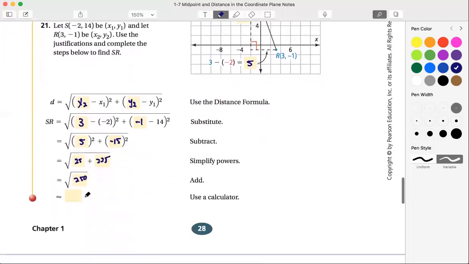Now for this class, it's okay to use a calculator and approximate. So we have 15.8 as our answer. And that is how we use the distance formula.